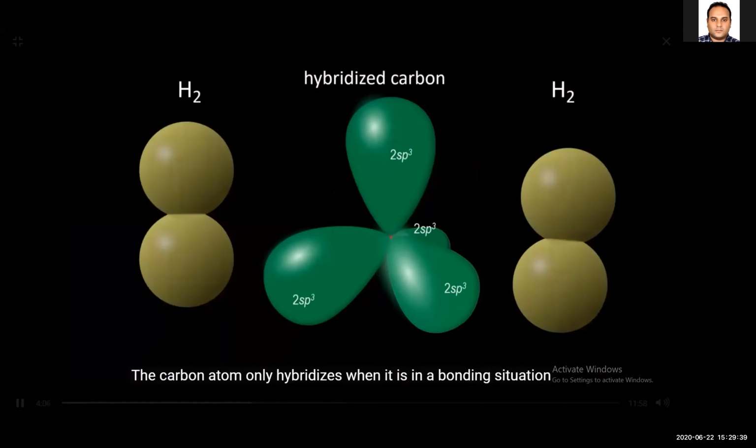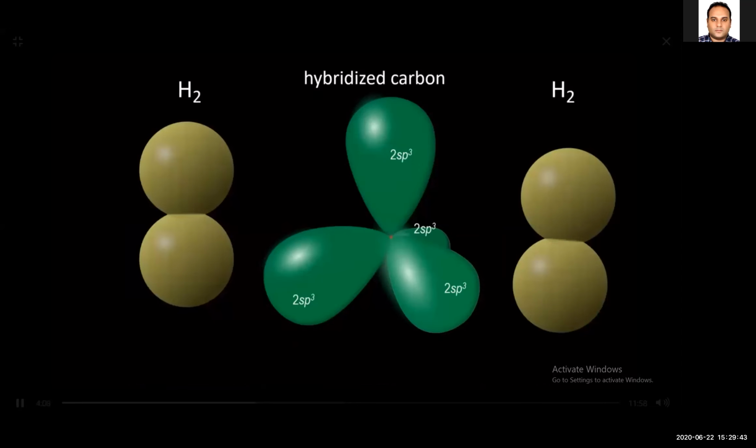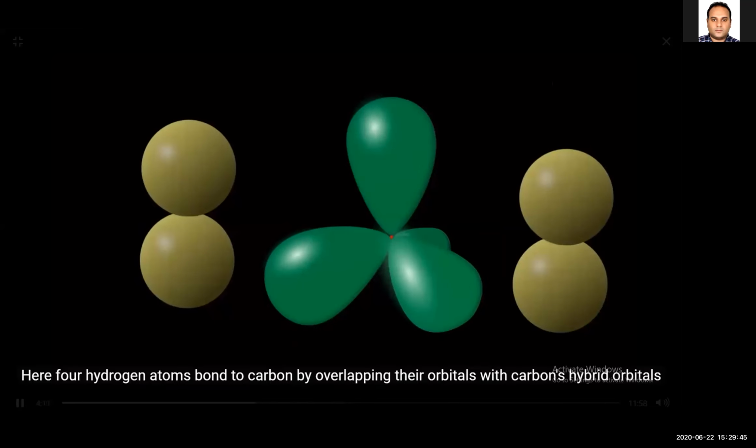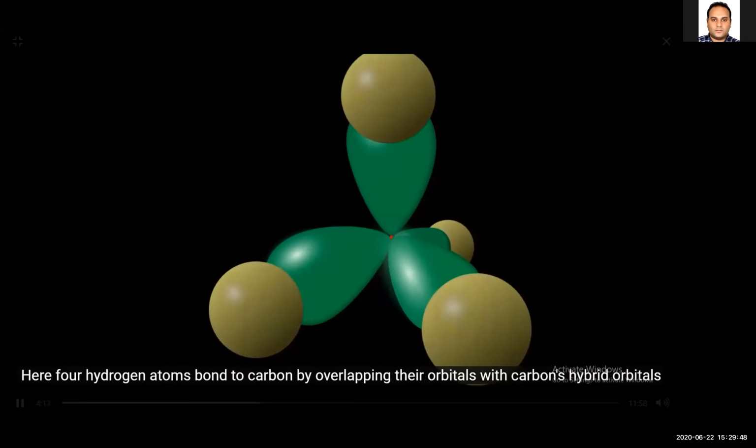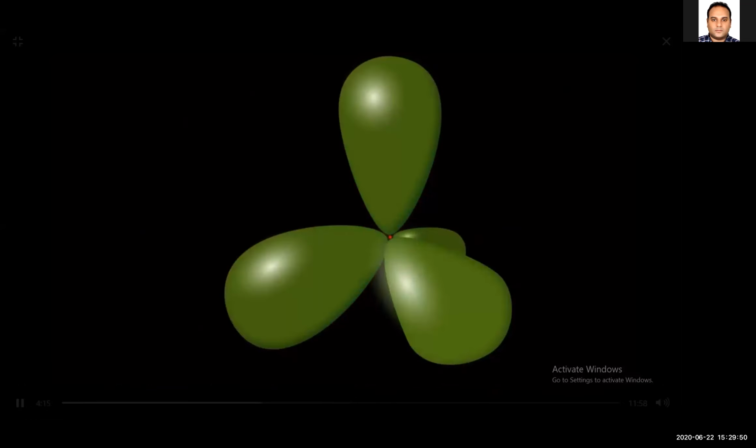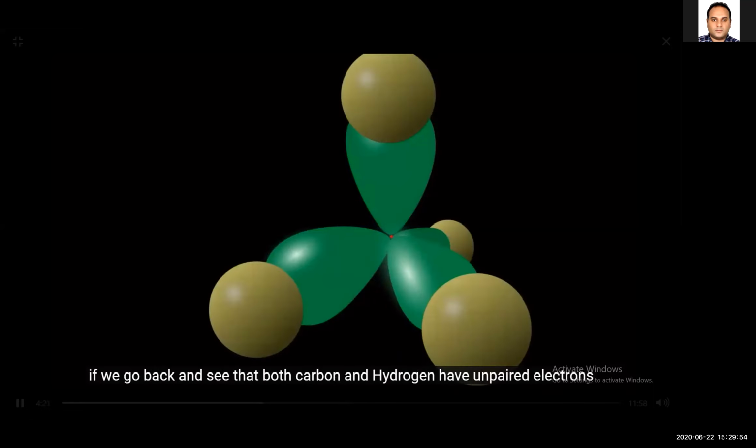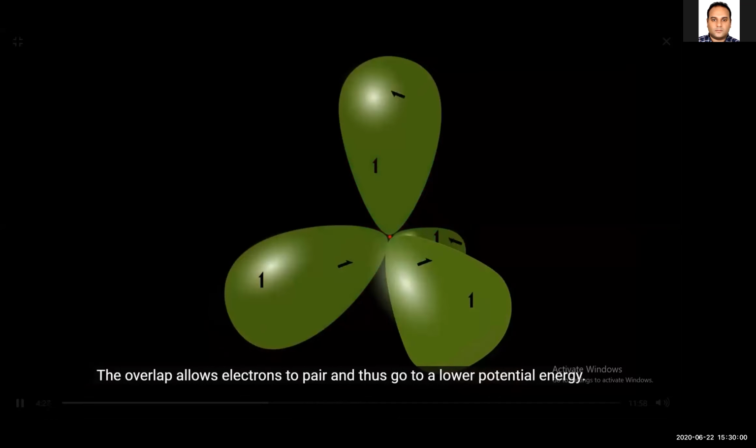The carbon atom only hybridizes when it is in a bonding situation. Here, 4 hydrogen atoms bond to carbon by overlapping their orbitals with carbon's hybrid orbitals. So what would be the reason for this? If we go back and see that both carbon and hydrogen have unpaired electrons, the overlap allows the electrons to pair and thus go to a lower potential energy.